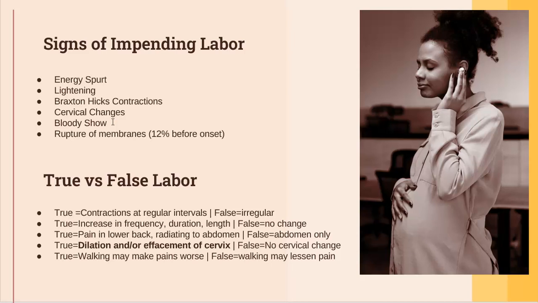When we're talking about true labor versus false labor in this class and in general, true labor is you're having contractions at regular intervals. They're increasing in frequency, in duration, in length. You might have pain in your lower back. It radiates towards the abdomen. True labor is that dilation and or effacement of the cervix. So if the cervix is not changing, so you're having Braxton Hicks contractions, you're having contractions 5 minutes apart for 2 weeks. If those contractions are not doing anything to the cervix, then it's not really labor.